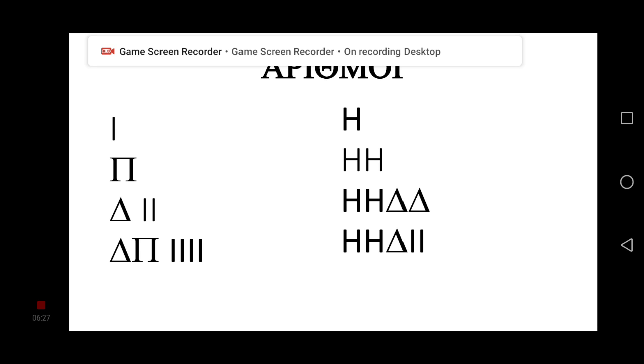If we go on the right-hand side, that H is not an H, it's actually an eta, and it stands for 100. And two of them, two etas, is actually 200. It's a spelling of hecaton, which means 100. You want to pause this and see if you can work out the ancient Greek numbers.